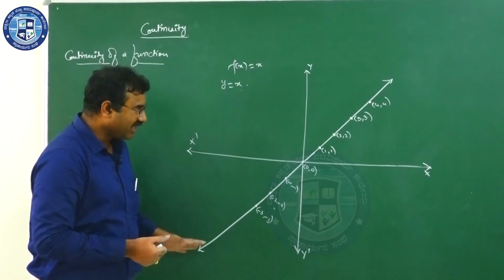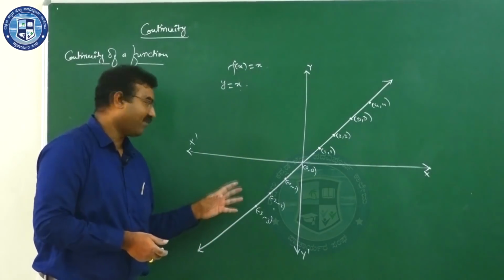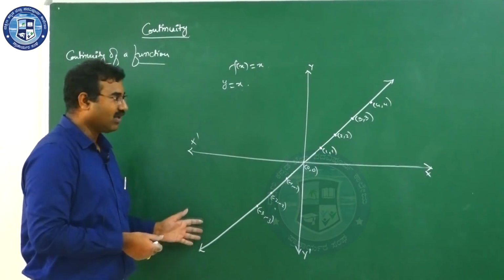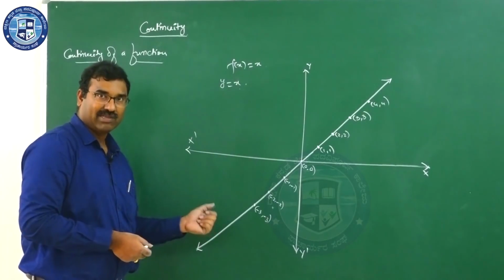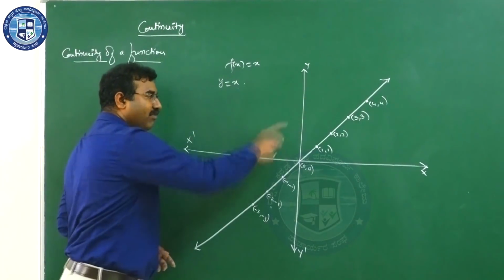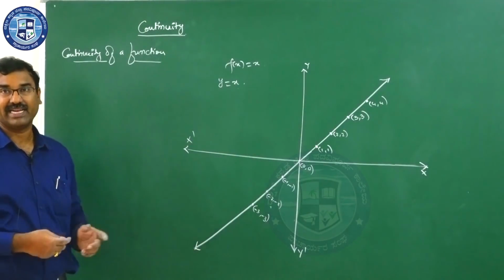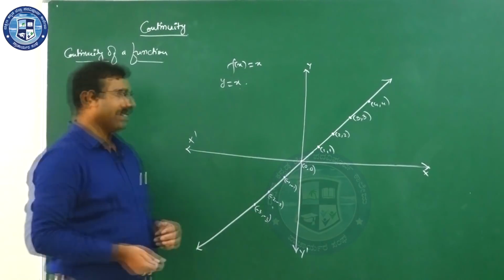So when you observe its graph, are you able to draw it in a single stroke, without lifting the pen on the paper or otherwise without lifting the chalk on this board? In a single stroke I can draw this graph. Then I can say that this function is continuous. Okay. One more example I take.